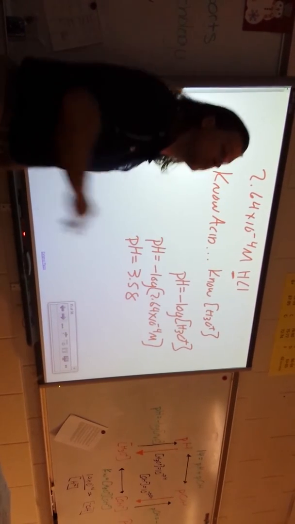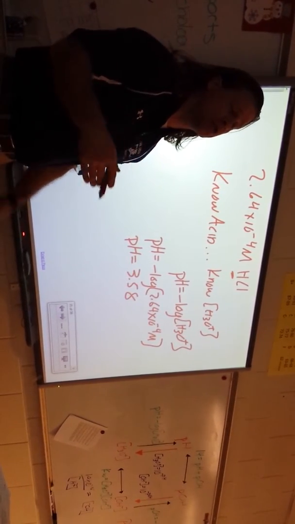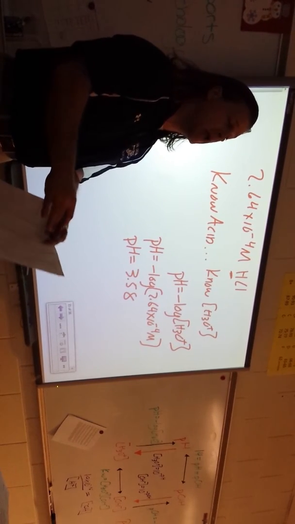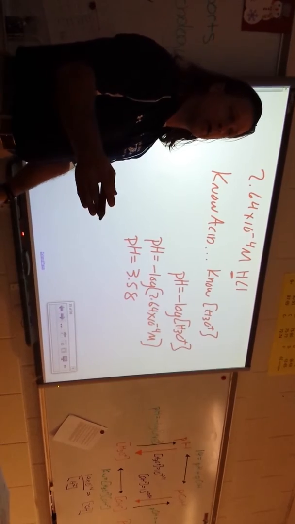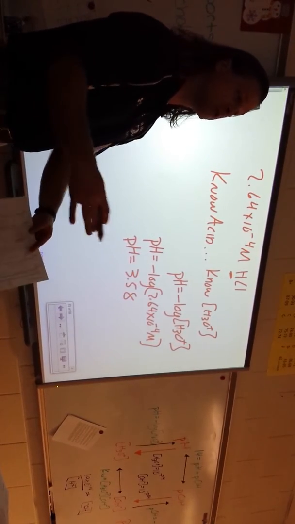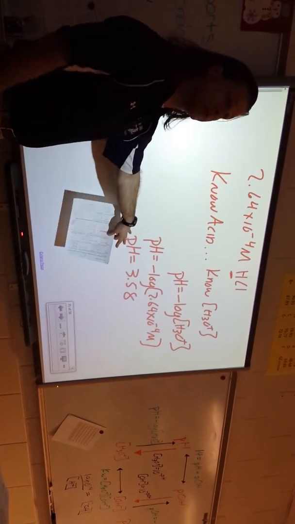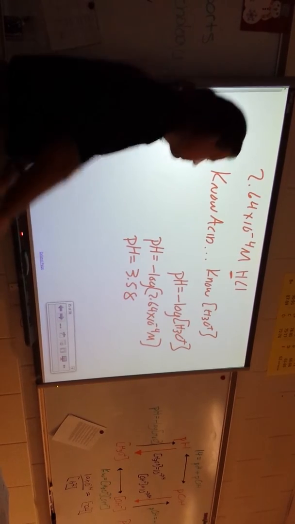Do me a favor, from this point forward, any calculation that involves calculating the pH, just go to 2 decimal places no matter what. No matter what you think it should be, just go to 2 decimal places. So that was this one. So far, so good? Okay.